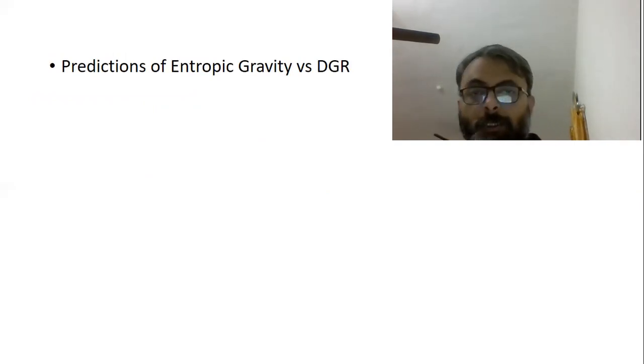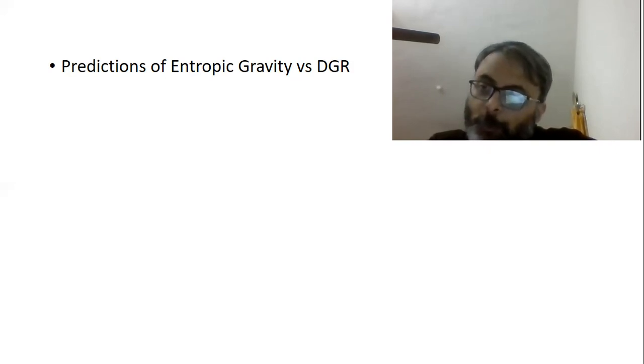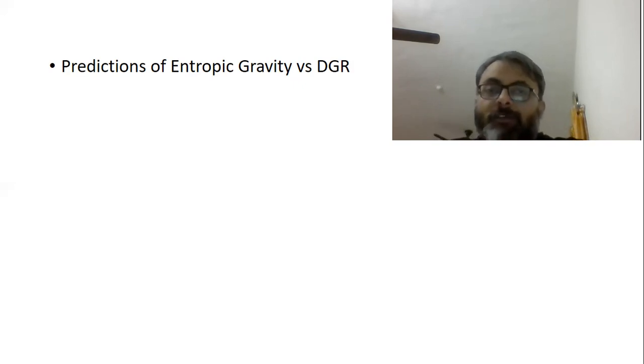Entropic gravity says that, now I don't know the exact mathematical details of entropic gravity as well, but it's basically saying that gravity is an emergent phenomenon, and multiple small events happening together keep adding together, and that is basically manifested as gravity. So that way entropic gravity goes very well with DGR.